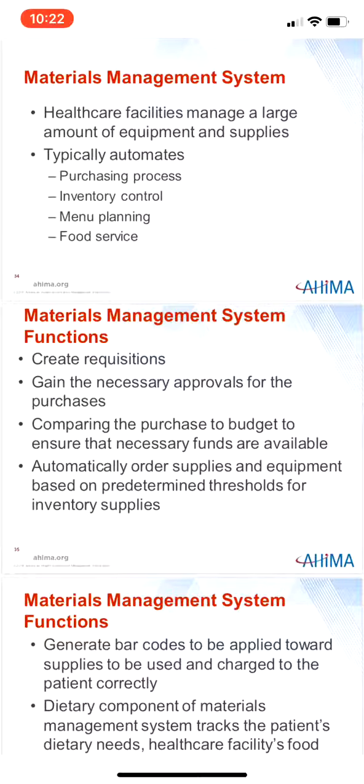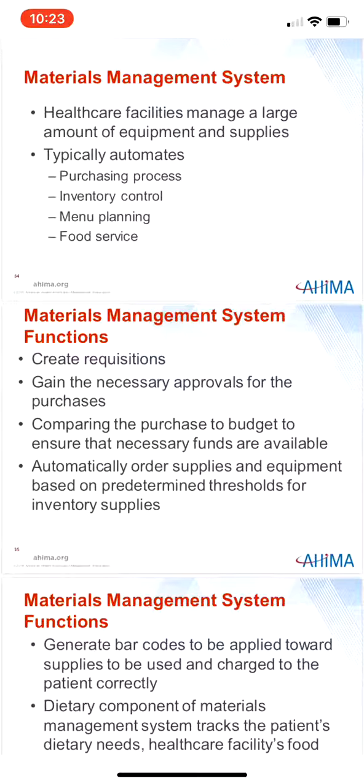The materials management system can be set up to automatically order supplies and equipment based on predetermined thresholds for inventory supplies, allowing for just-in-time inventory controls. For example, if the healthcare facility wants to keep at least 200 suture kits in stock, the materials management system automatically triggers an order for suture kits with the preferred vendor when the inventory drops to 250 suture kits. The materials management system can notify the financial information system when the supplies arrive so that the vendor can be paid, thus increasing the efficiency of the healthcare facility.